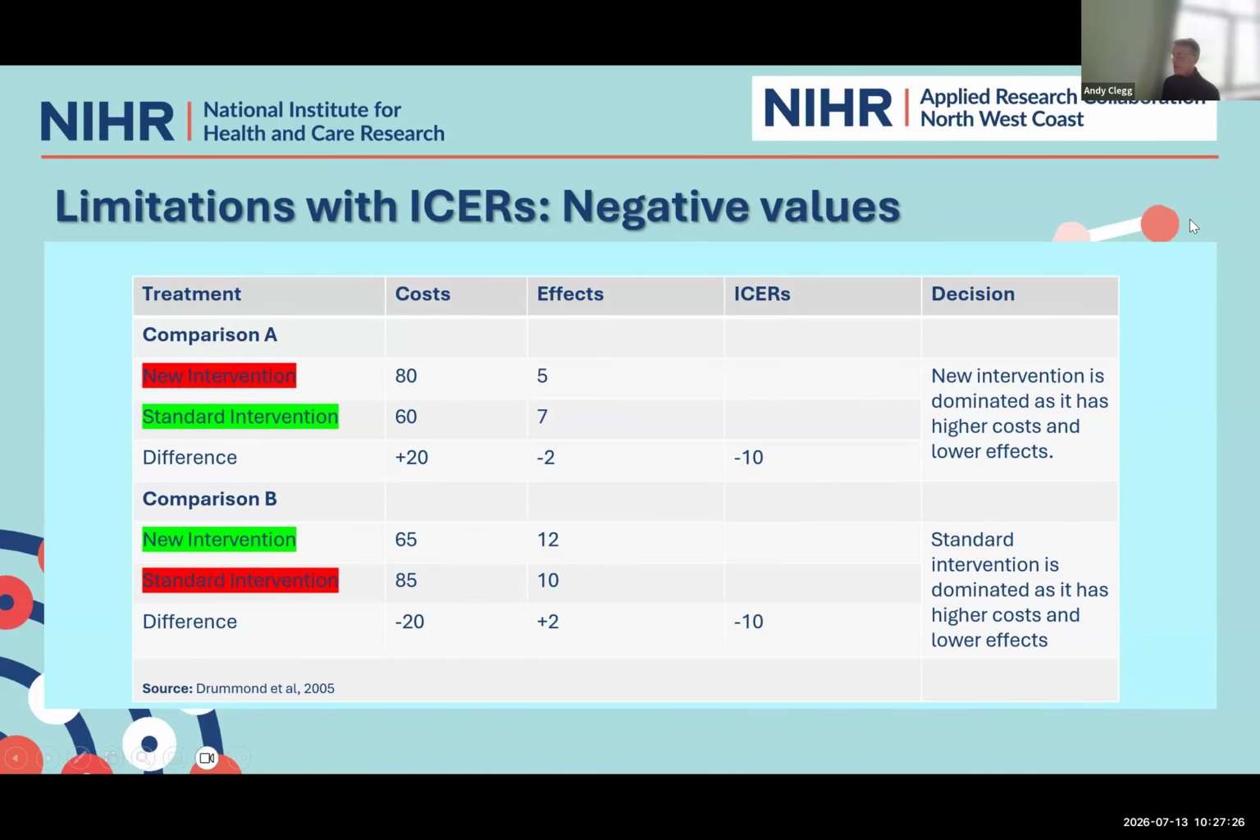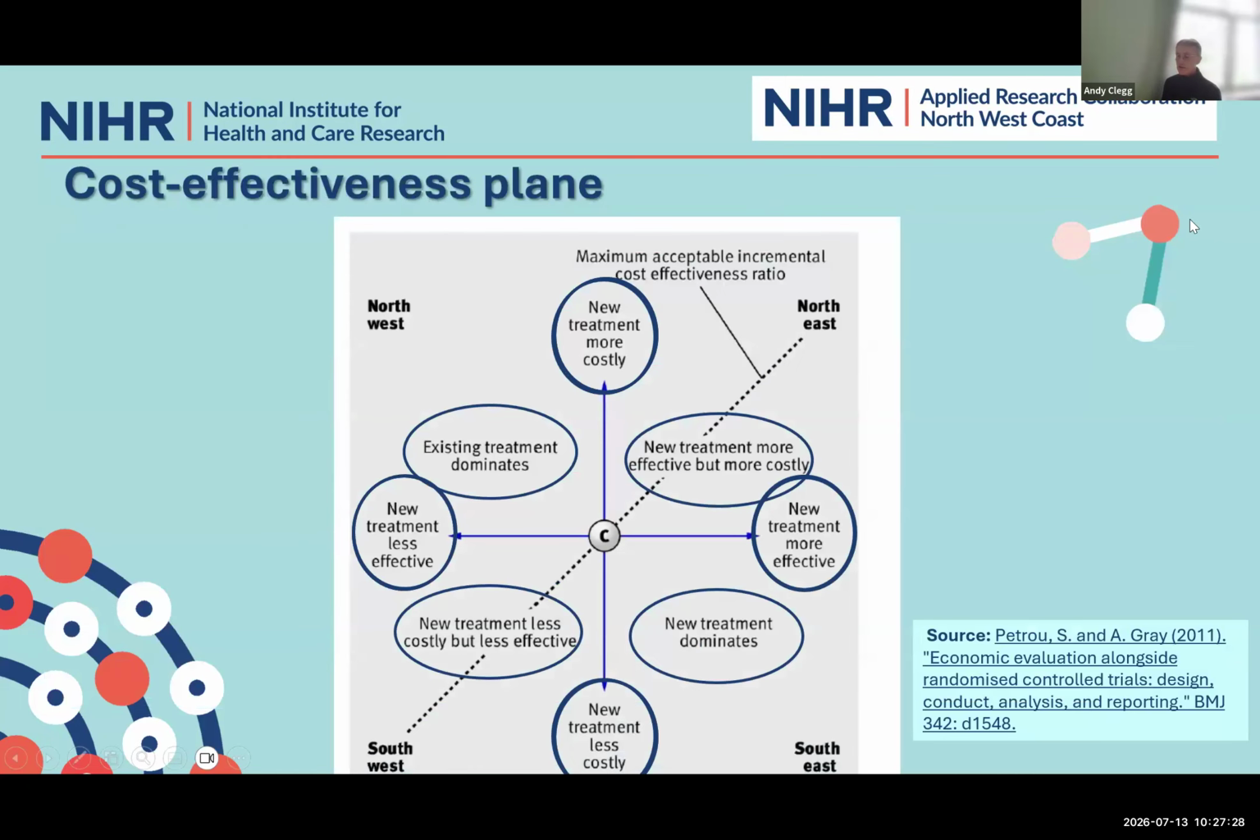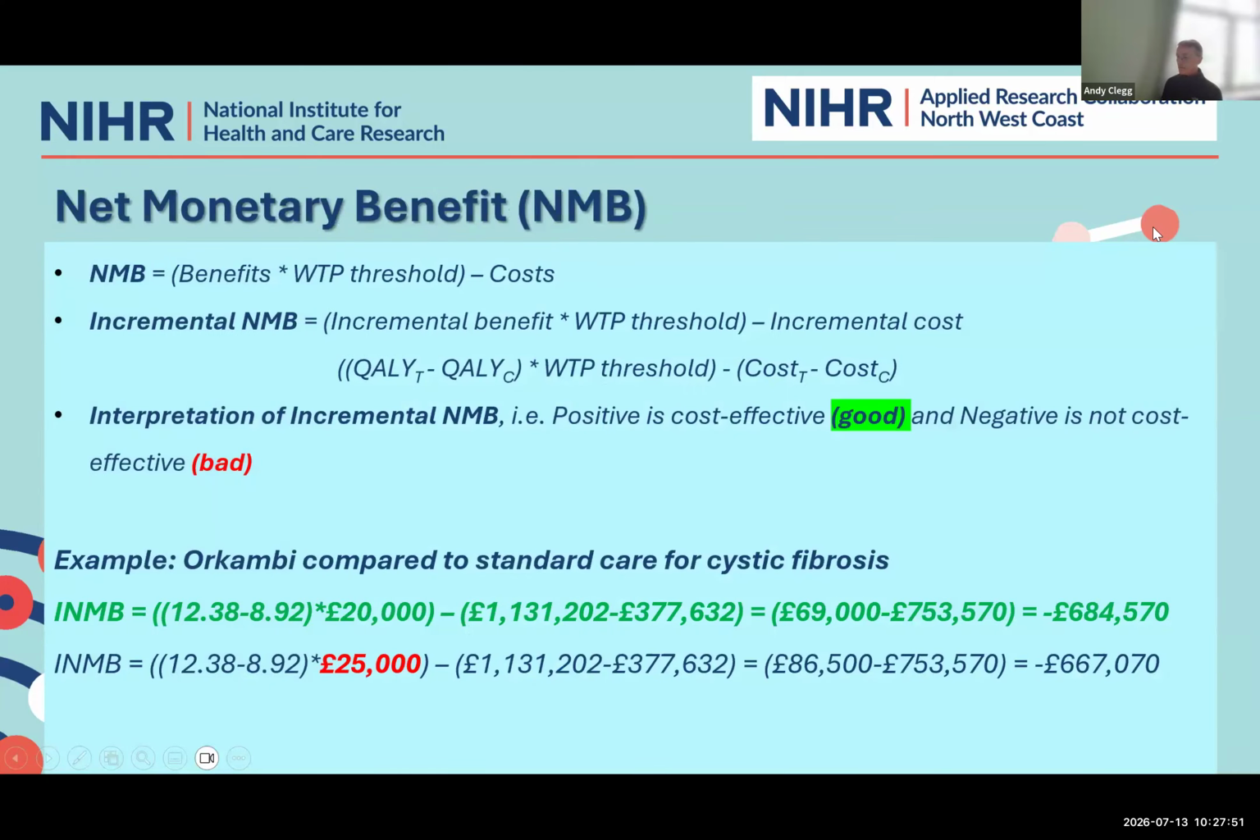Could you go to the next slide, please, Valeria? I think this just illustrates that previous example, that the two findings, the existing treatment dominating and the new treatment dominating, mean that they vary from the northwest to the southeast quadrant, which obviously creates that difficulty associated with the decision making. Move on to the next slide.